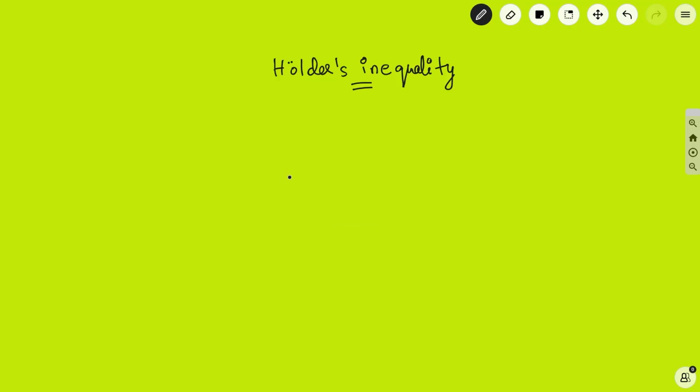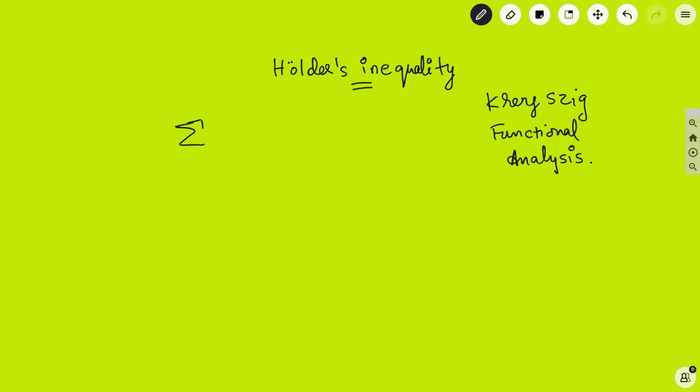given in this amazing text by Kreyszig, Introduction to Functional Analysis. So if you want to look at the proof, you can refer to Kreyszig's book on functional analysis. Okay, so what is this inequality about? The inequality looks like this. Let me just write it down.